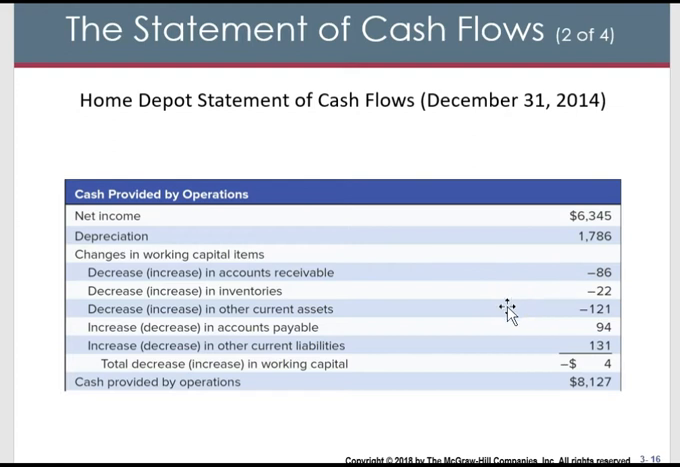Every dollar spent in inventory leads to a reduction in working capital. So we have a negative 22. Decreases in other current assets, negative 121. Increases in accounts payable at 94. An increase in other current liabilities, 134. Total decrease, negative 4. So a total here of 8,127. And of course, that's in millions. Like I said, this is probably one of the first things I'm going to look at. I'm going to want to make sure that they are actually making money from their operations.